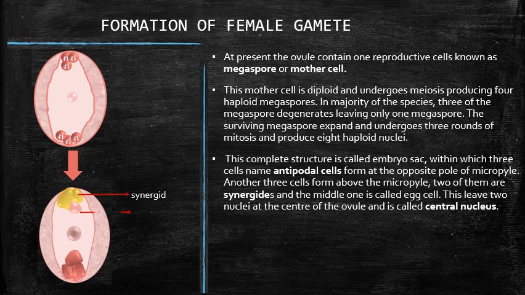This complete structure is called the embryo sac, within which 3 cells named antipodal cells form at the opposite end of the micropyle. Another 3 cells form above the micropyle. 2 of them are synergids and the middle one is called the egg cell. This leaves 2 nuclei at the center of the ovule, and this is called the central nucleus.